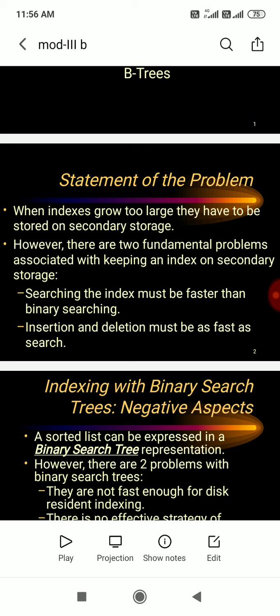So what do we do? We store the index file in the secondary storage, not in the primary memory. With the storage on secondary storage, we encounter two major problems. One is that searching in the index file should be faster than binary search. And the next one is that insertion and deletion of any keys in the index file should be faster. So these problems can be overcome.